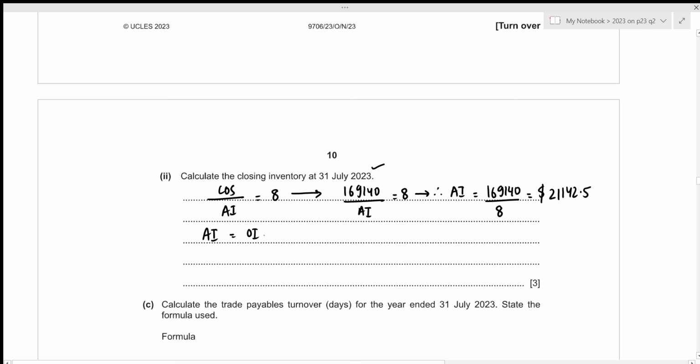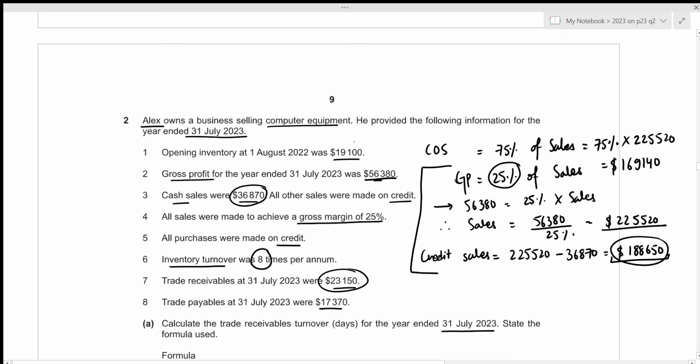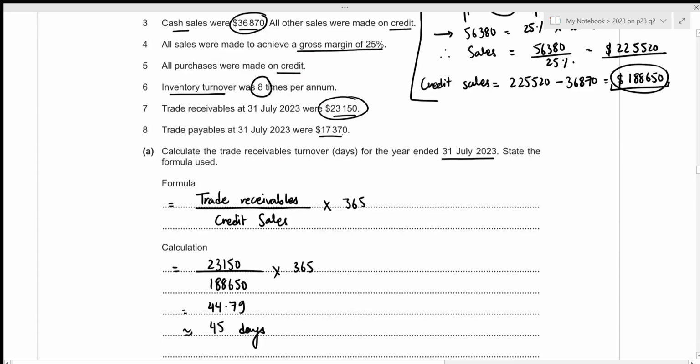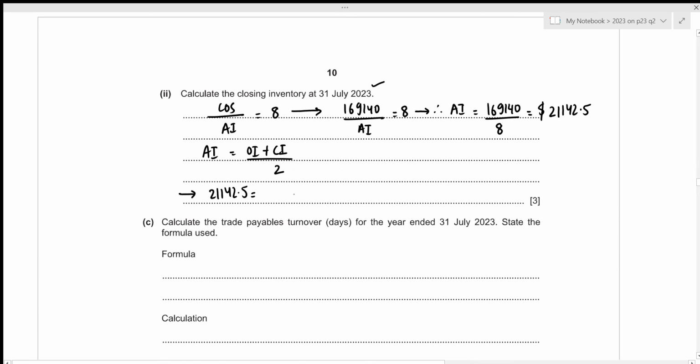That is just the opening inventory plus closing inventory divided by 2. And we know that our average inventory is 21,142.5. We are given the value for the opening inventory to be 19,100 plus closing inventory divided by 2. So we can move this 2 to the other side.